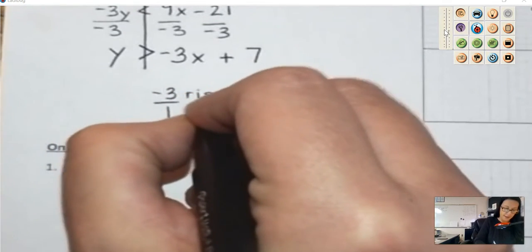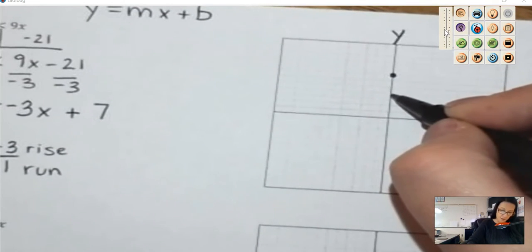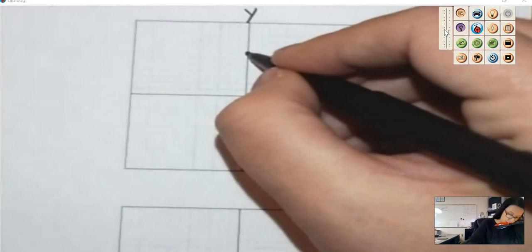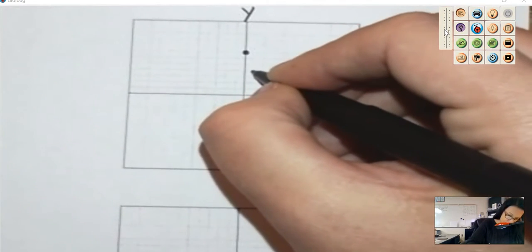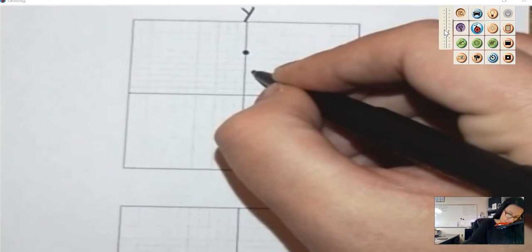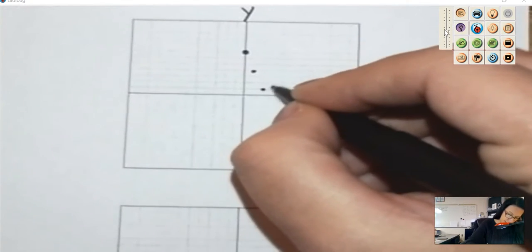So your rise and then your run. So a rise of negative 3 means you're actually going down 3. And then a run of positive 1 means you're going forward 1. So go down 3 over 1, put a new dot. Do it again. Down 3 over 1, put a dot. Do that a couple times so you can get a nice straight line.